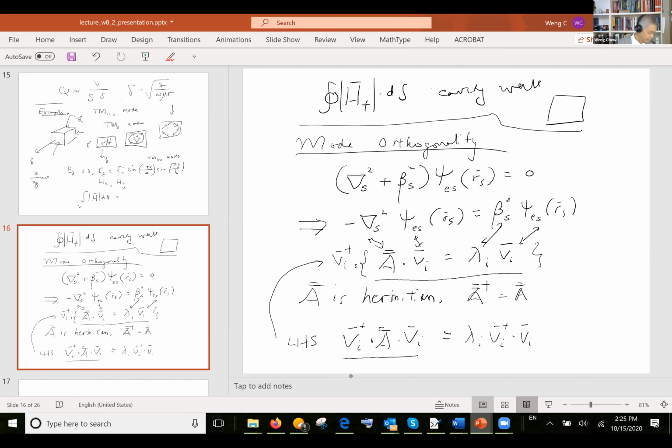Does anybody not have linear algebra before coming to this course? Does anybody not have linear algebra? I suppose everybody has linear algebra. Okay, so tell me what the left-hand side would be if A is Hermitian and this is the conjugate transpose of this.